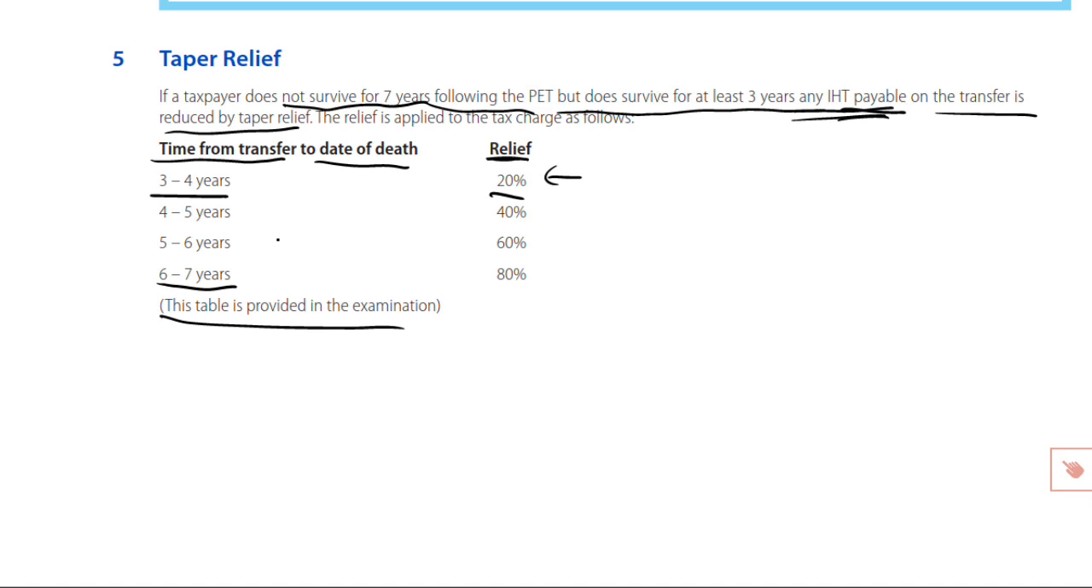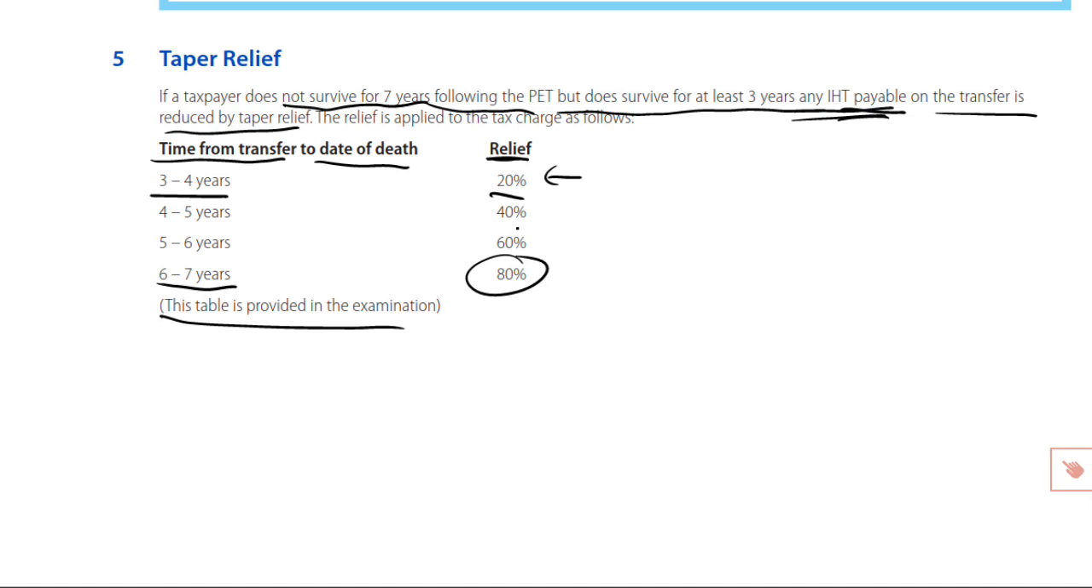If, of course, you died 6 years and 11 months thereafter, after the date of the transfer, then it would become chargeable. But thankfully, though it becomes chargeable, not all of any tax that is payable on it is payable, because we will get an 80% reduction in the tax charge.